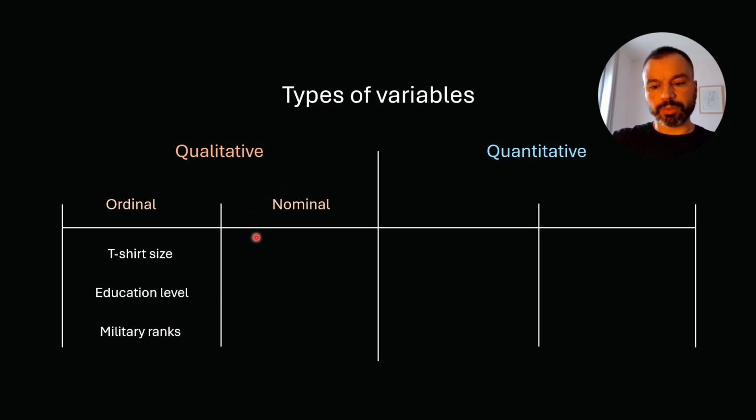Let's see a few examples. Color. There's no hierarchy between colors. The blue color isn't more important than the red or the green color. You can arrange colors in whatever order you want.